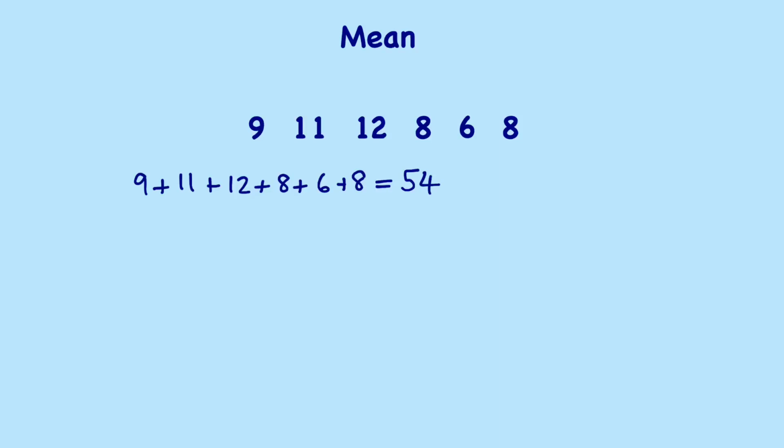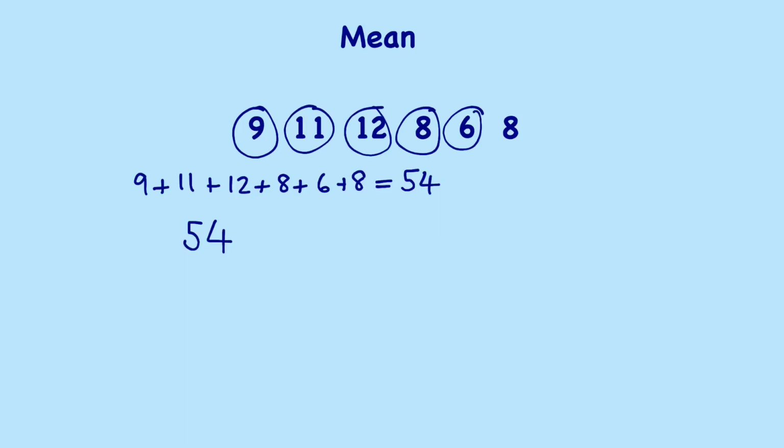And I need to divide that 54, that's the total, by how many numbers there are in my group. So here it's the number of children, so I've got 1, 2, 3, 4, 5, 6. I've got 6 bits of information, 6 children's scores in this case. So I'm going to do 54 divided by 6. And 54 divided by 6 is 9. So that tells me that the mean average score of this spelling test is 9.